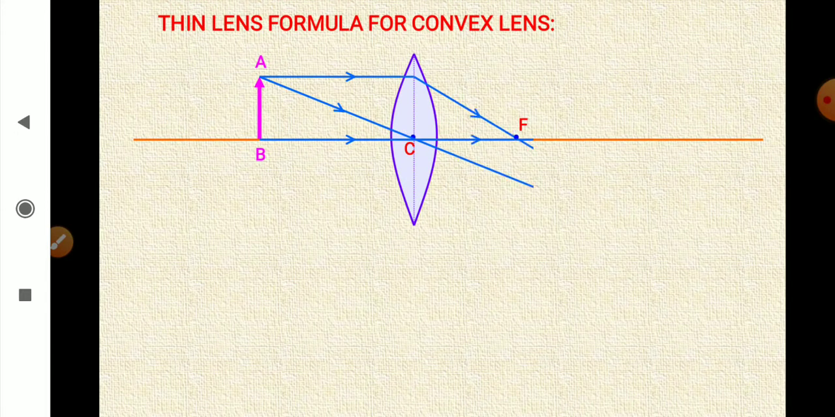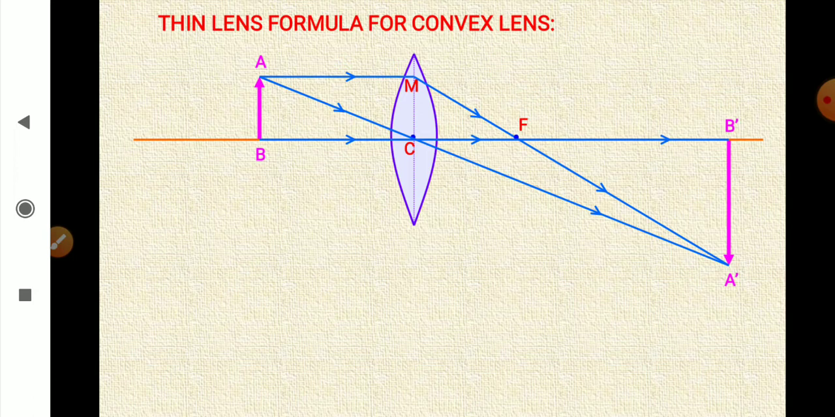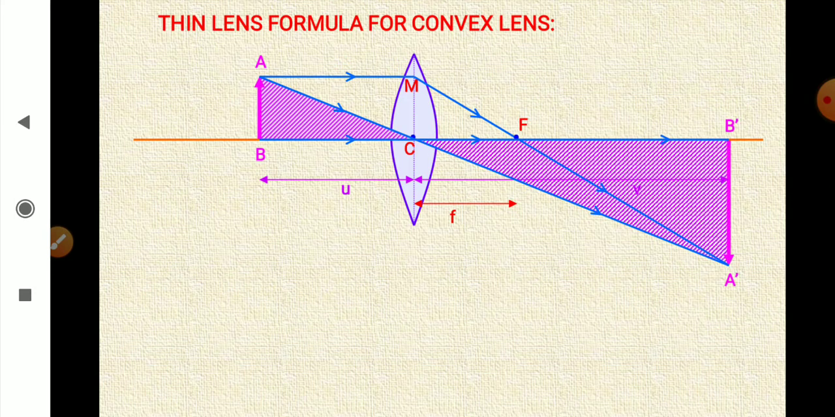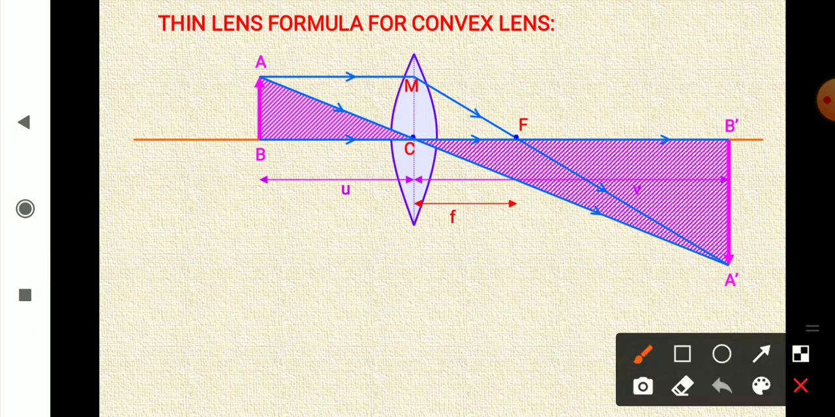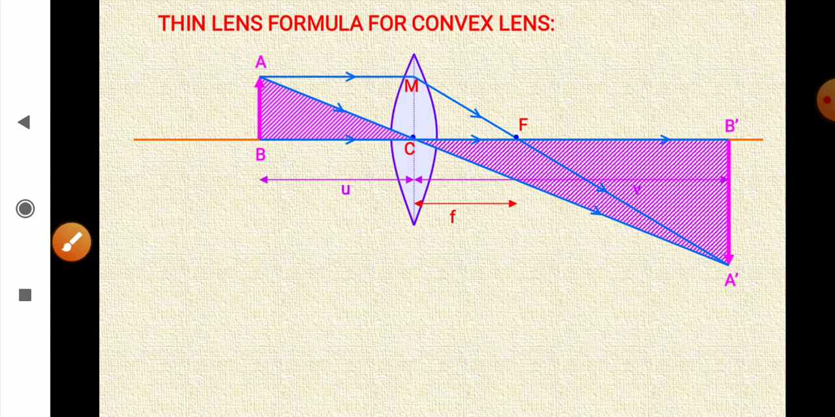You have already seen this ray formation, image formation. If you have taken object AB and its image is formed as A'B', and the object distance is U, it is measured from the optic center. Image distance is V, measured from optic center. The focus F, focal length, like this. Now we are going to find out the lens formula, the relation between focal length, object distance and image distance. So see what we get.